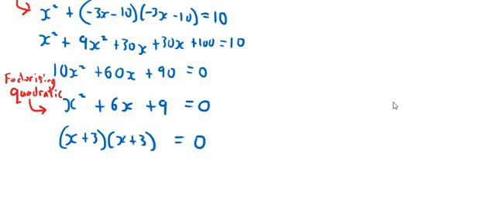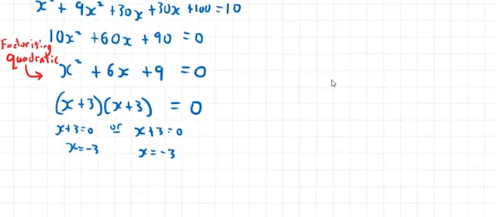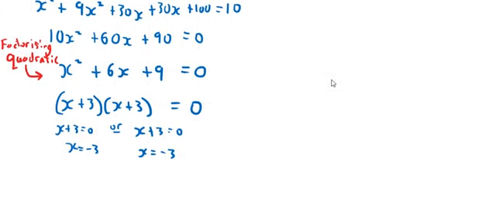So two numbers that multiply to give 9 are 3 and 3, and they also add to give 6. So two numbers that multiply to give that number and sum to give that number. So x plus 3 equals 0, so x equals minus 3. So we get the same answer. So x has to be minus 3.